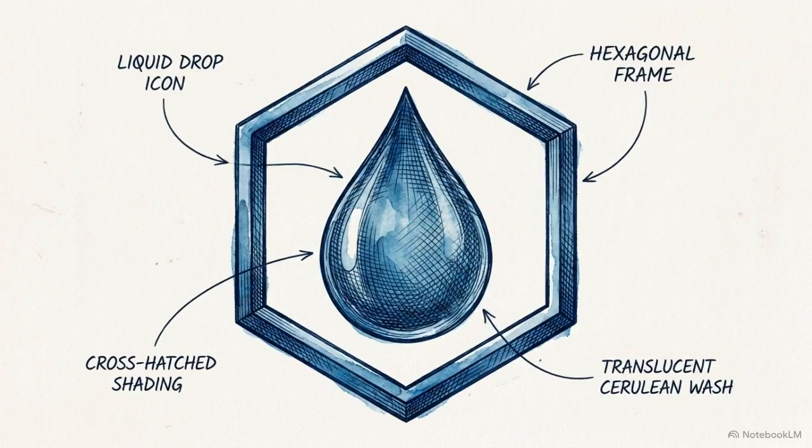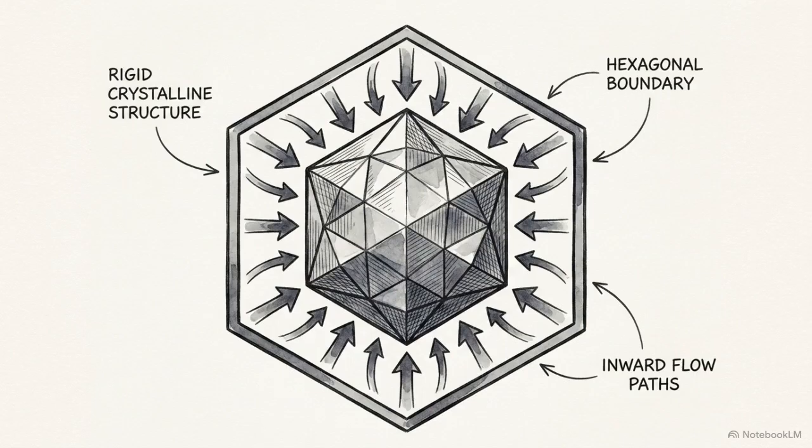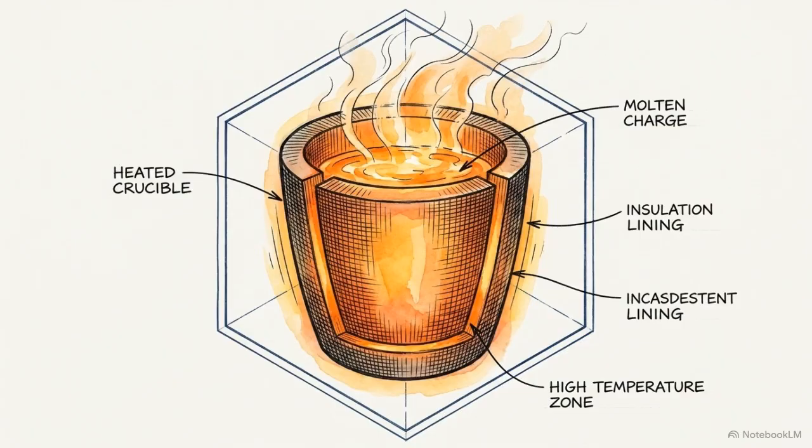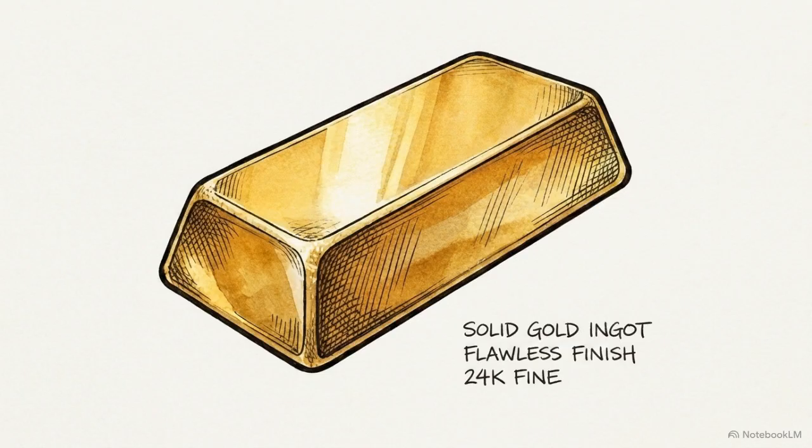By utilizing cyanide to force a liquid state, zinc to force a return to a solid state, and targeted fluxes to finalize the separation, the process yields a gold ingot of over 95% purity.